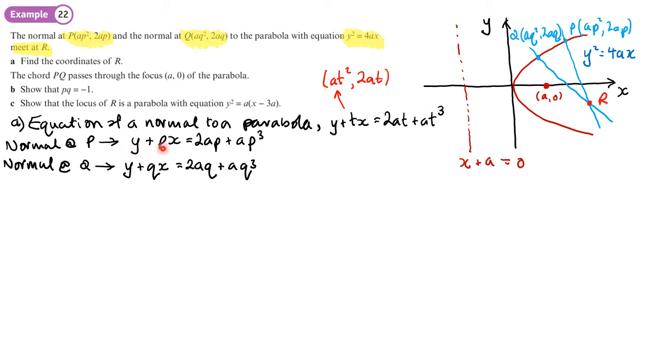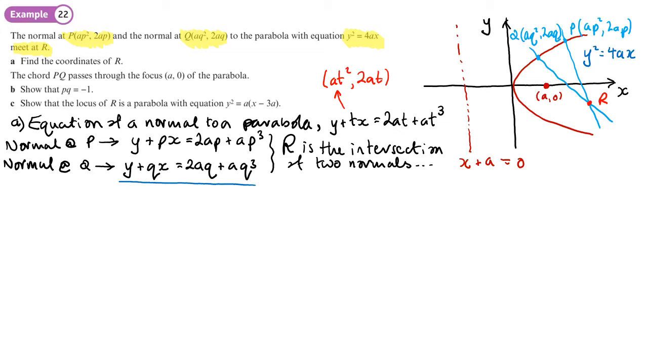Now we want to find the intersection of these normals. That's the point R, so that means solving simultaneously. R is the intersection of these two normals, I think it says it in the question anyway. Let's subtract these two equations, the top one minus the bottom one. That will eliminate y. So I'll put here that we're subtracting, and then write the result down here.